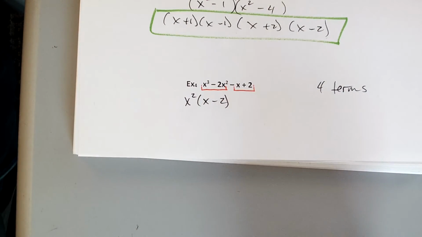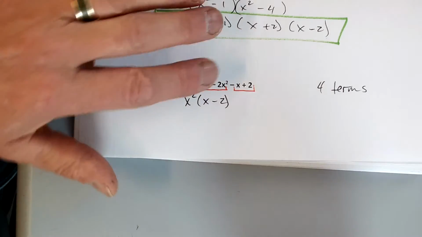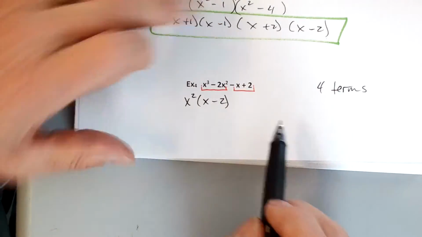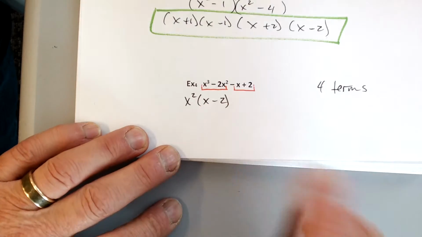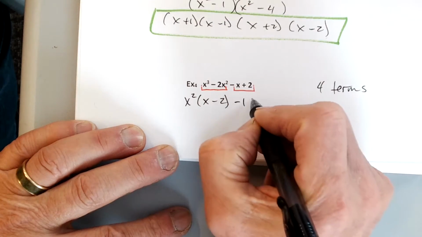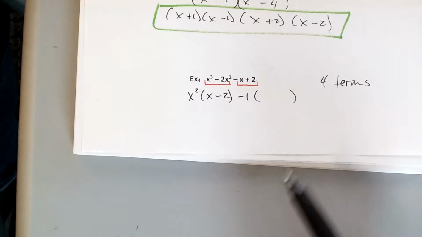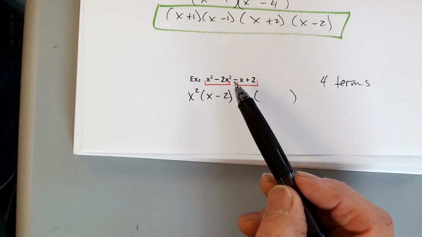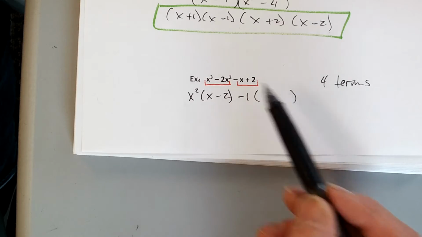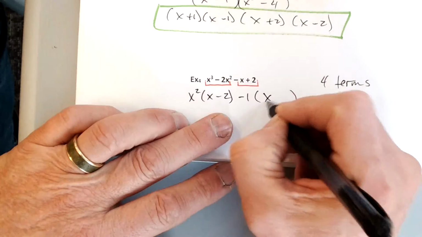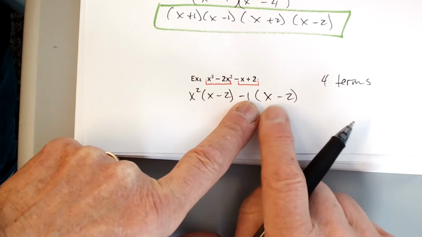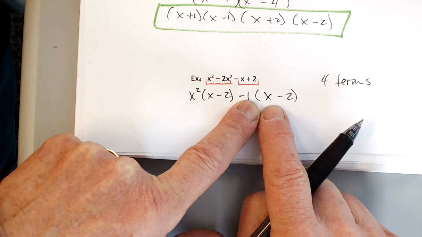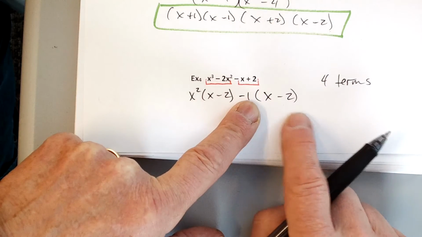Now the second group's a little bit different because they don't really have anything in common, right? But I want to make it look like this. So I'm going to take out a -1. It's a little tricky, but if I take out a -1, then it changes their sign. So I'm going to have an x minus 2. And if that doesn't make sense, just go ahead and multiply it back through: that times that, and that times that. That makes the -x, and that makes the positive.